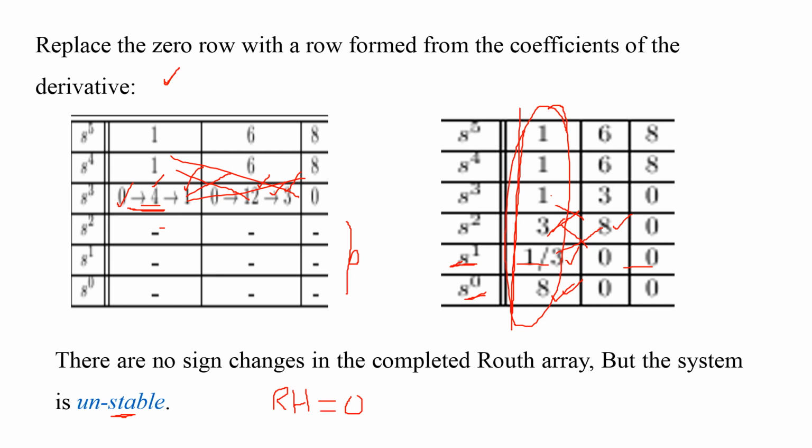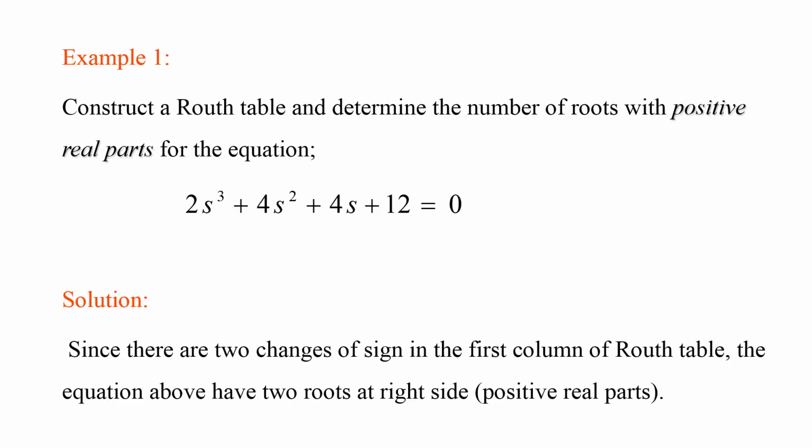This is the problem regarding the second case of RS criteria, that is regarding the special cases of RS criteria. That is very simple. In the first case, we are going to replace the 0 with a small number epsilon. Then we are going to complete the entire RS table. Then we are going to find the number of sign changes by considering the small number as positive as well as negative. And coming to the second case, we have to replace the 0 row with the auxiliary equation, that is the differentiation of the auxiliary equation coefficients.